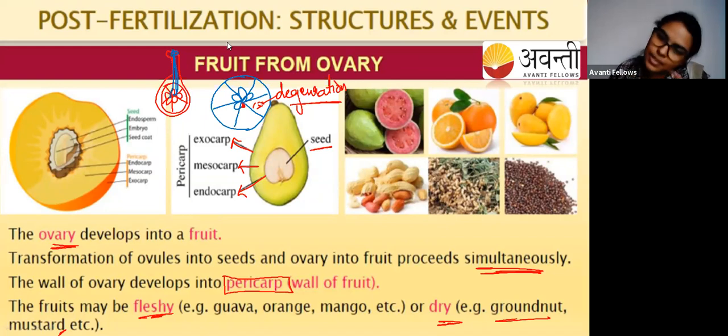So ripening ka best example is ethylene. Okay, so it is the hormone responsible for the ripening, because of the heat.